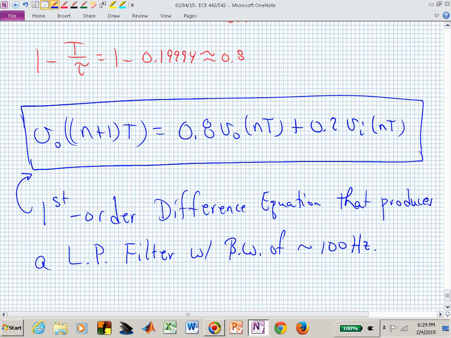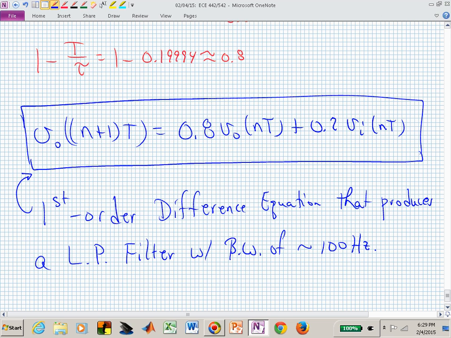And now do you see how you could actually implement this? Somebody could give you a cosine waveform. You would just need to sample that at capital T, which is 0.00333 seconds. You would sample that cosine. That would be your f sub I of nT. Maybe you say, let me start this at v sub naught at 0, and then you number crunch this. Every time step, you get a new v naught of (n plus 1)T. And you can now filter that input waveform if somebody gave it to you.